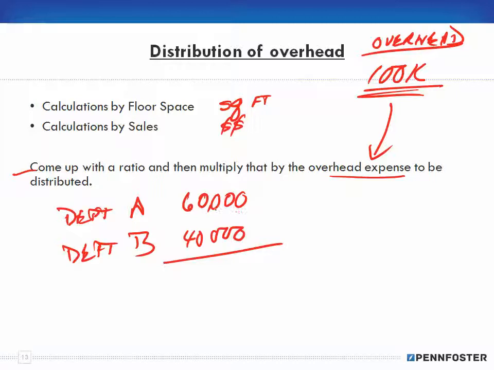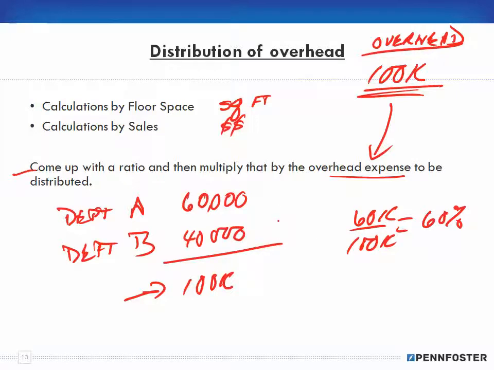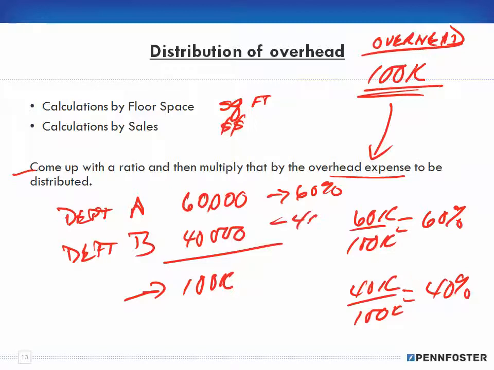So we're creating a ratio, and in order to be able to create a ratio, we add these two together, which gives us 100,000. Okay, so what portion of this total of 100,000 is department A? Well, that's 60,000 divided by 100,000, and it ends up being 60%. So department A gets 60%. And department B is 40,000 divided by the 100,000, which gives us 40%. And the two total is 100,000.